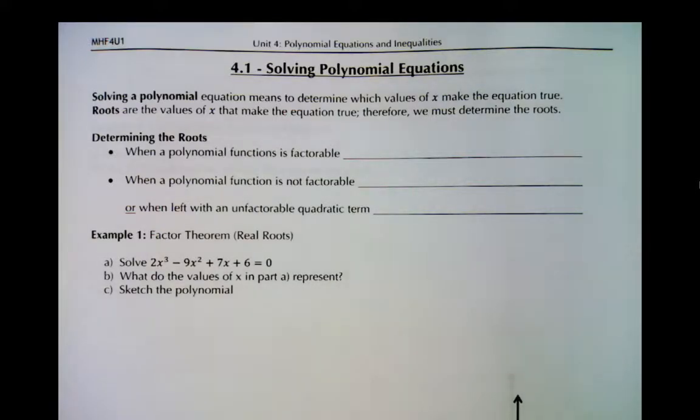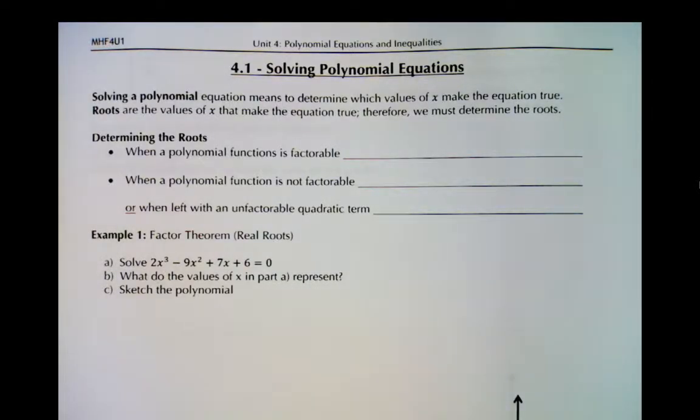Okay, this is lesson 4.1, solving polynomial equations. When we solve a polynomial equation, it means to determine which values of x make the equation true. We talked in previous classes about what roots are. Roots are the values of x that make an equation true. Therefore, when we solve an equation, we're determining the roots of that equation.